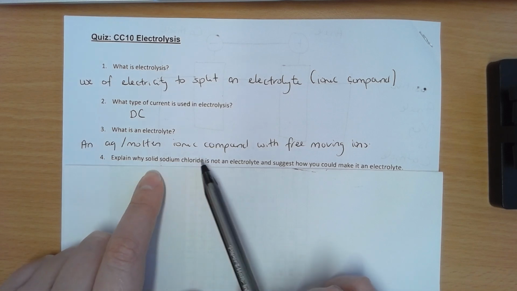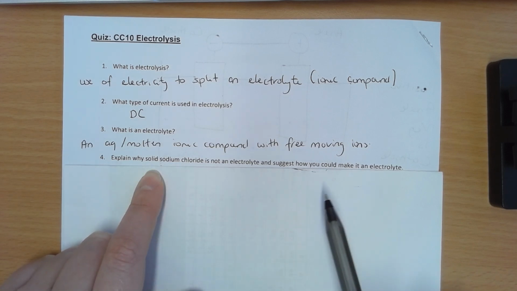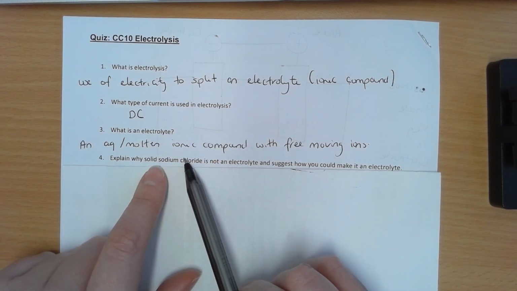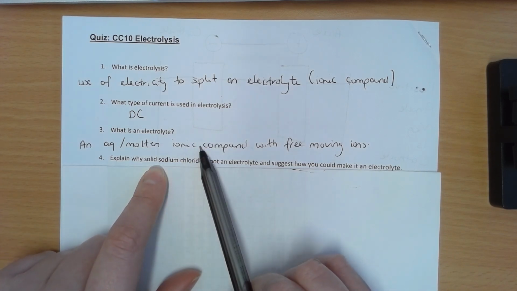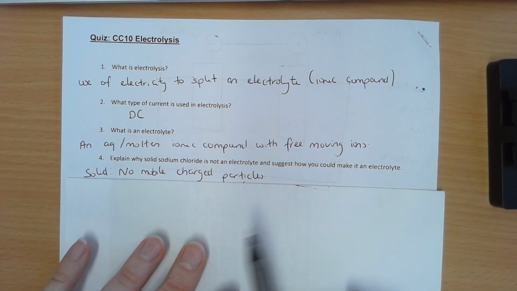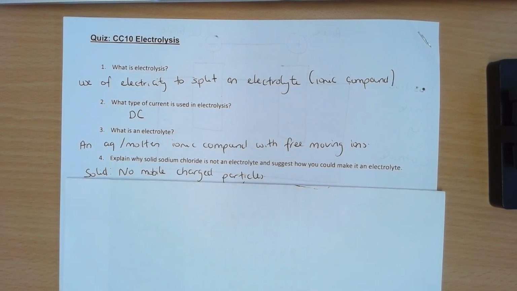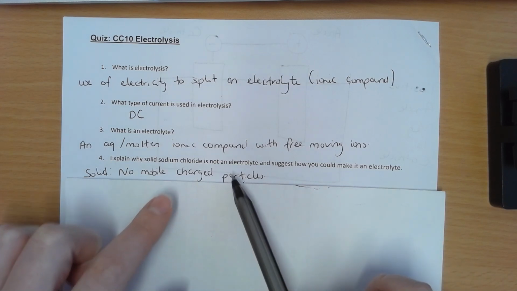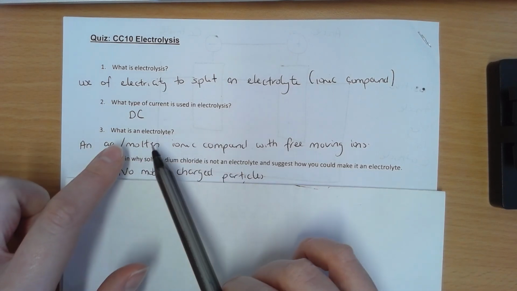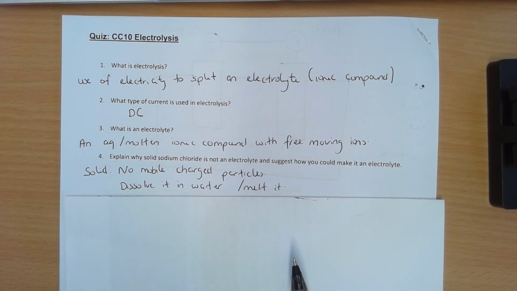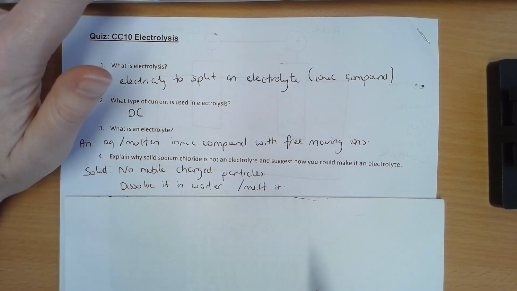Why is solid not an electrolyte, and how could you make it an electrolyte? Now, if it's solid, the ionic compound cannot conduct electricity. The reason why, it doesn't have any mobile charged particles. So anytime something doesn't conduct electricity, you just say it has no mobile charged particles. Now, in order to make it conduct electricity, because it's an ionic compound, I just need to make it aqueous or molten. To make something aqueous, I dissolve it in water. To make something molten, I would melt it.